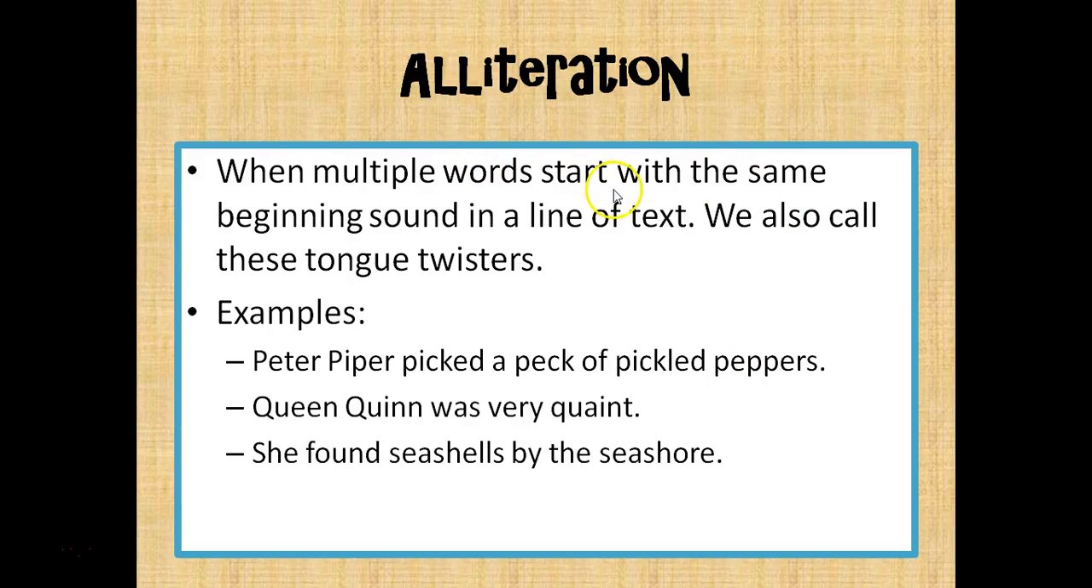Alliteration. When multiple words start with the same beginning sound in a line of text. We also call these tongue twisters, like Peter Piper picked a peck of pickled peppers. Queen Quinn was very quaint. She found seashells by the seashore. It twists your tongue up because it's using a bunch of the same beginning sounds. That's alliteration.